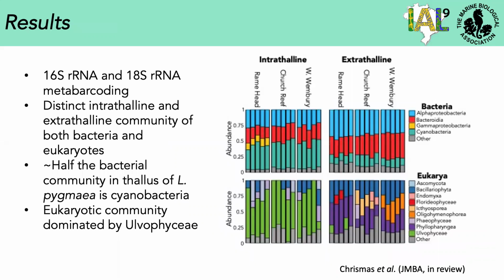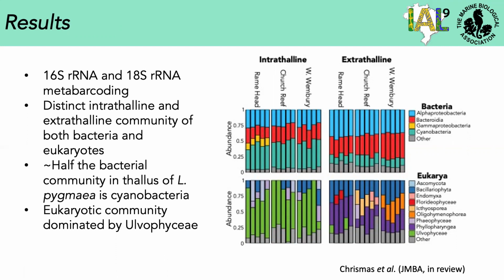So we carried out a metabarcoding survey of 3 Lichina pygmaea thalli, using the 16S marker gene for bacteria and the 18S marker gene for eukaryotes, and comparing the communities from within the Lichina pygmaea thallus and communities associated with the thallus exterior. And what we found was that there were distinct communities of bacteria and eukaryotes inside and outside of the thallus.